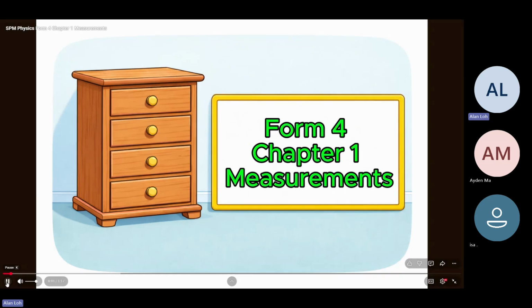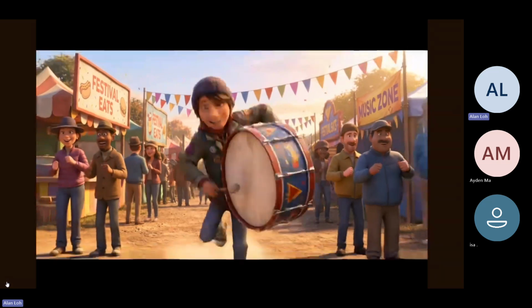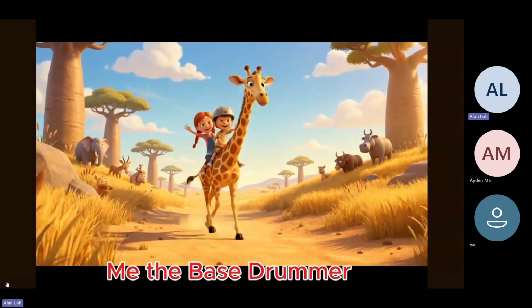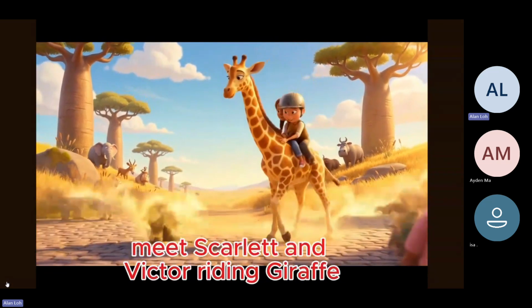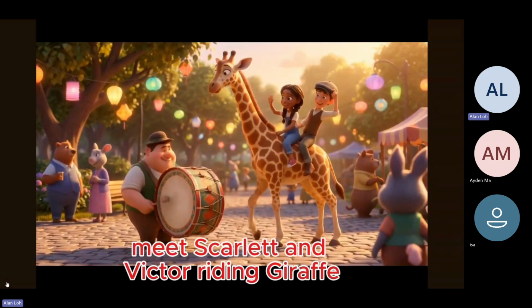Form 4, Chapter 1, Measurements. Me, the bass drummer. Meet Scarlett and Victor riding giraffe.